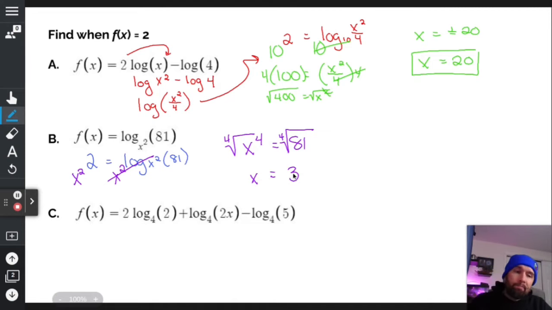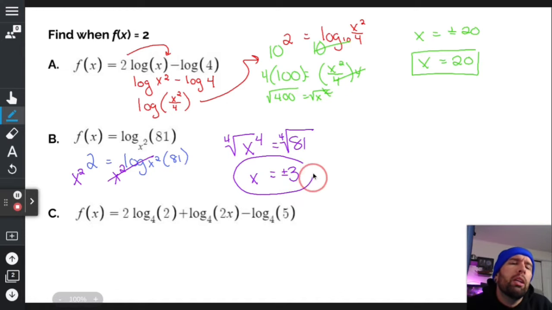Now again, if you're thinking, well, what about negative 3? Because negative 3 times negative 3 times negative 3 times negative 3 is also 81. I can make it negative 3, because if x is squared, that turns the negative 3 into a positive. So I can do positive or negative 3 for this one. A unique situation in this case. Usually you wouldn't want to, because you're not allowed to have a negative base, but if I end up squaring it, that base becomes positive anyway. So it's allowed. Very interesting.